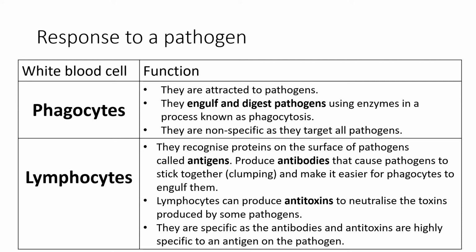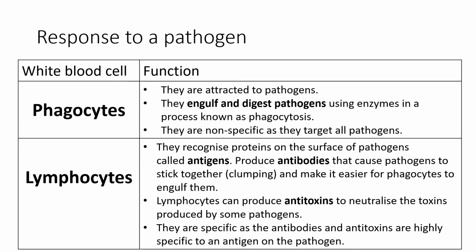The second job of the lymphocyte is they produce antitoxins, and the antitoxins are able to neutralize the toxins that are produced by other pathogens such as bacteria, and it's those toxins that are making you sick, so the antitoxins neutralize the effect of them.